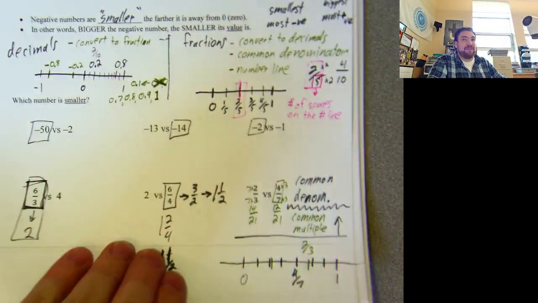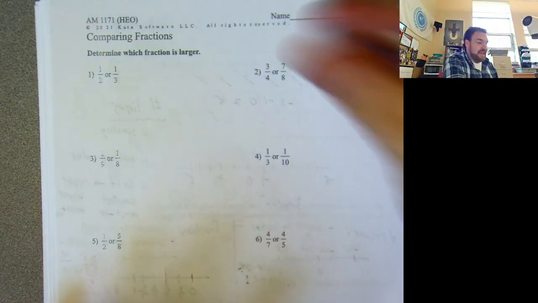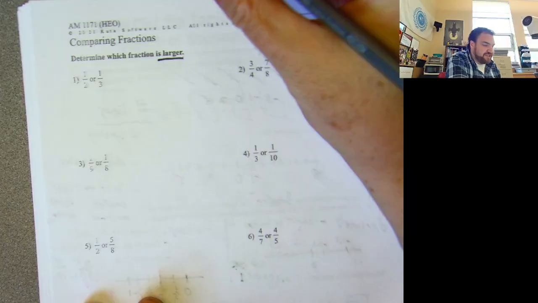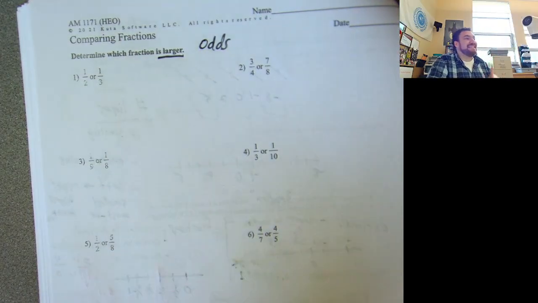To practice, I'm going to give you 5, 6, 7 minutes, something like that. Not a lot of time. What I want you to do is flip the page and compare the fractions. Instead of giving me the smallest, I want you to give me the largest. I want you to do just the odds. If you insist on doing them all, do all of the odds first and then go back to the evens. But I want you to do all the odds first.